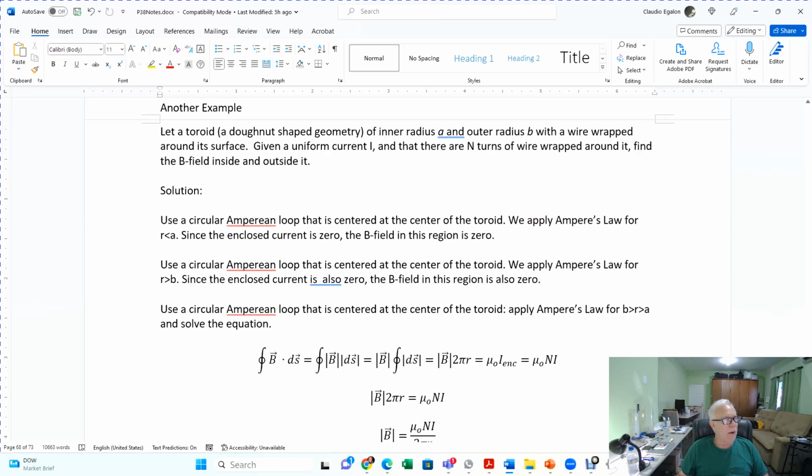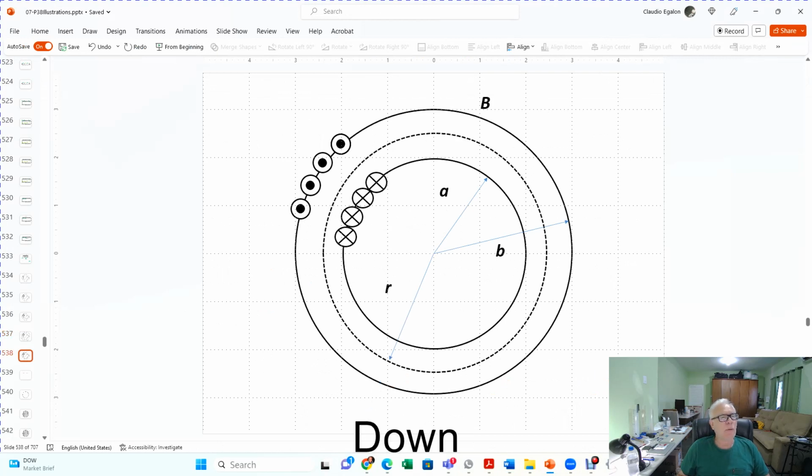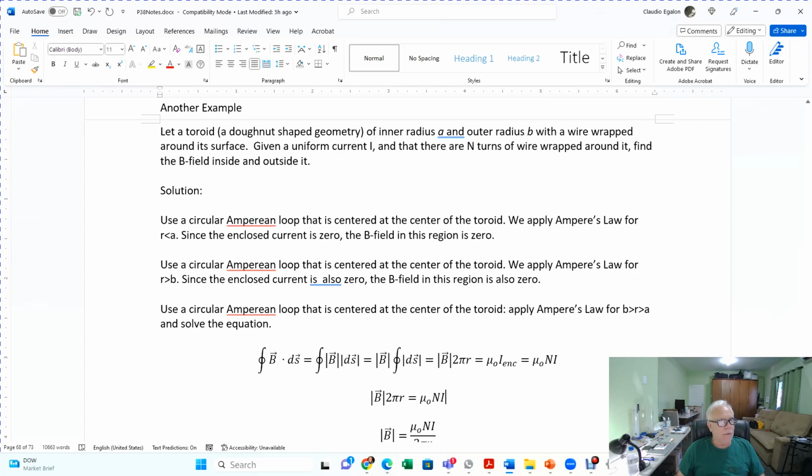Now the difficult part is to solve for the magnetic field in the region in between, right in here. So here we go. This Amperian loop of generic radius r is enclosing all the current, right? So mu naught I enclosed becomes mu naught N I. Okay, so here you go, mu naught N I right in here.